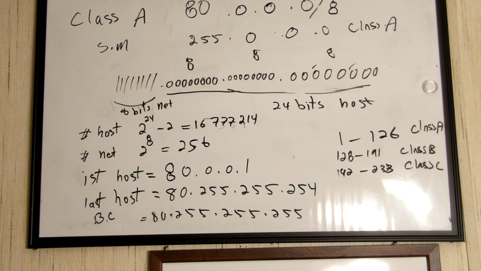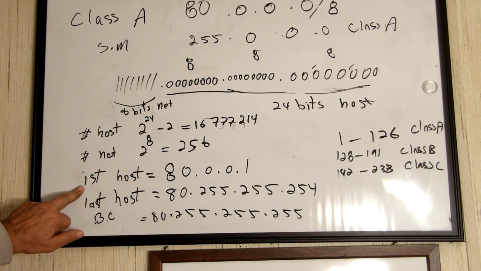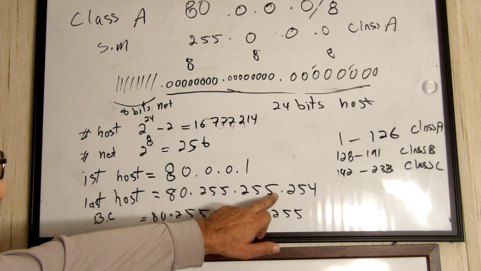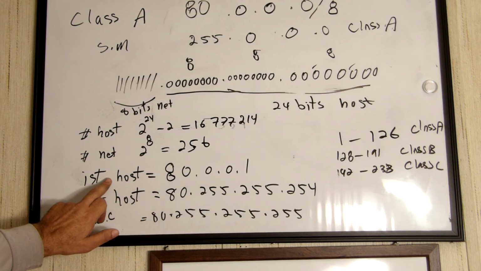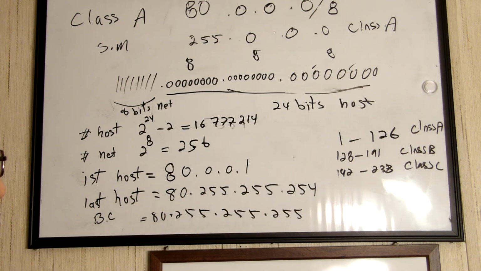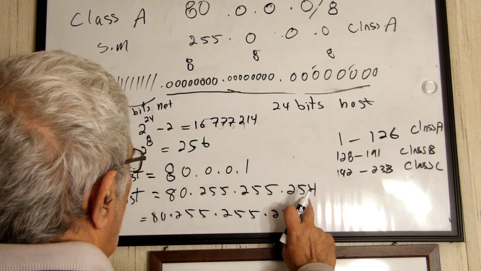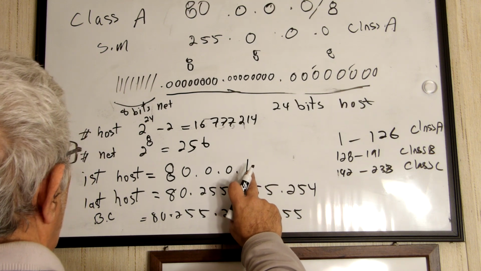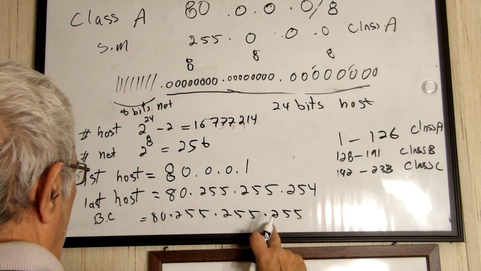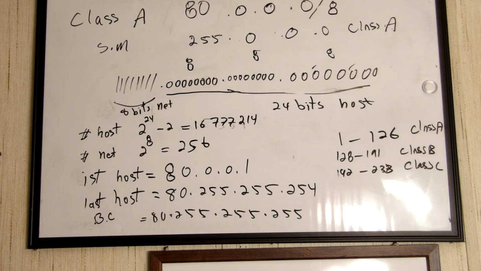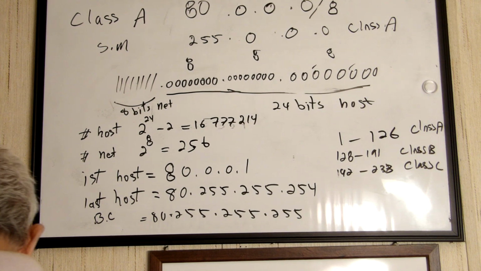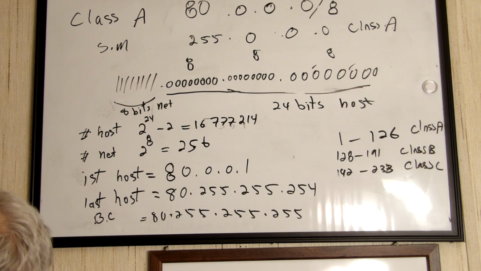Actually, the first host here belongs to the network, so the usable one is 253, actually, because the first one is always used for network, and the last one is for broadcast. So what we did here, we go through this summary.